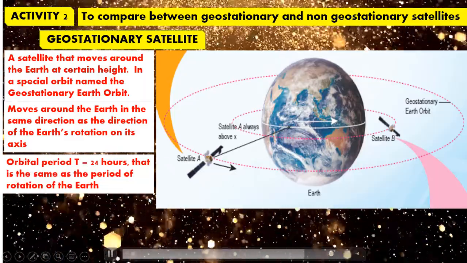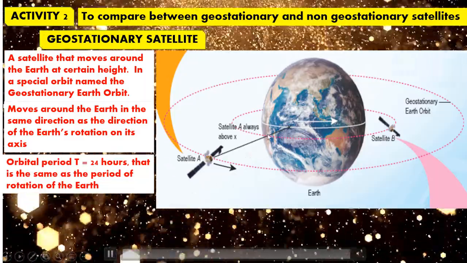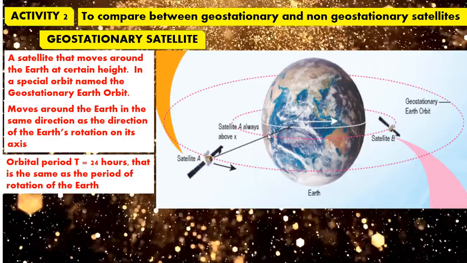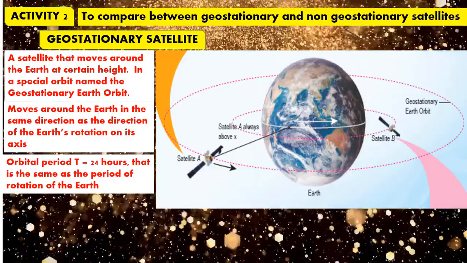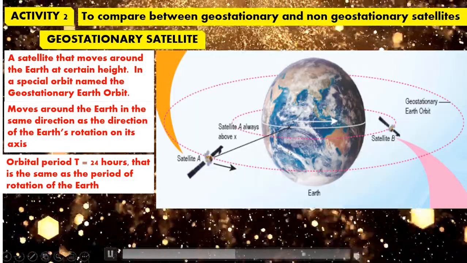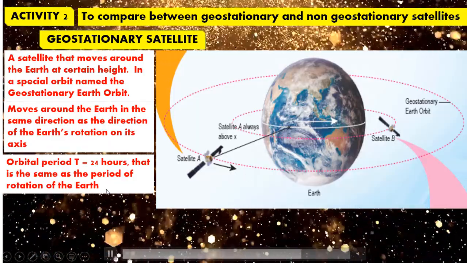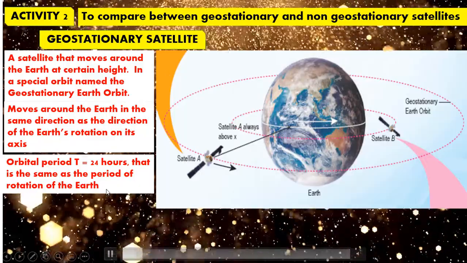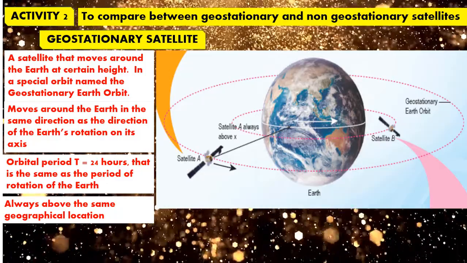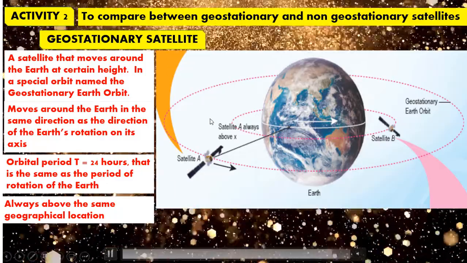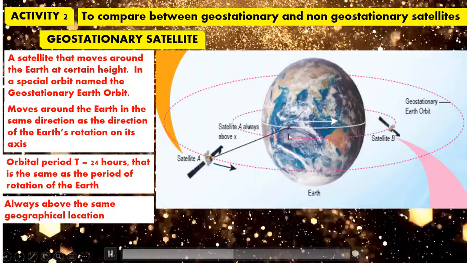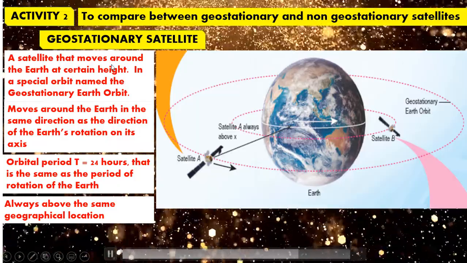Third, orbital period T equals 24 hours. We know that the period of rotation of the Earth is 24 hours. So the Earth will spin in 24 hours, right? And so the orbital period of the satellite equals 24 hours. And lastly, always above the same geographical location. For example, this is the location on the Earth. The satellite must always be above X. You make sure that's what is called stationary.